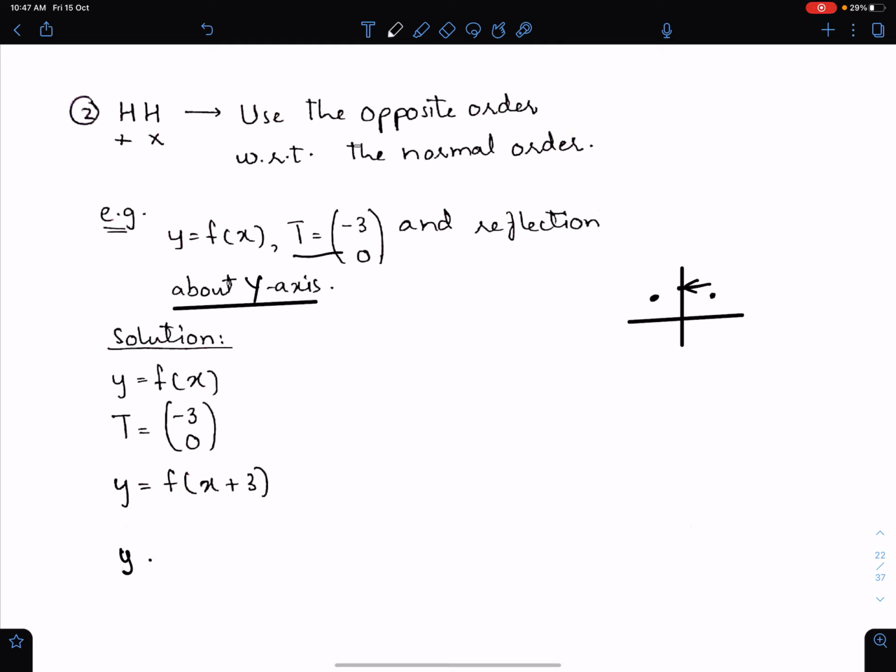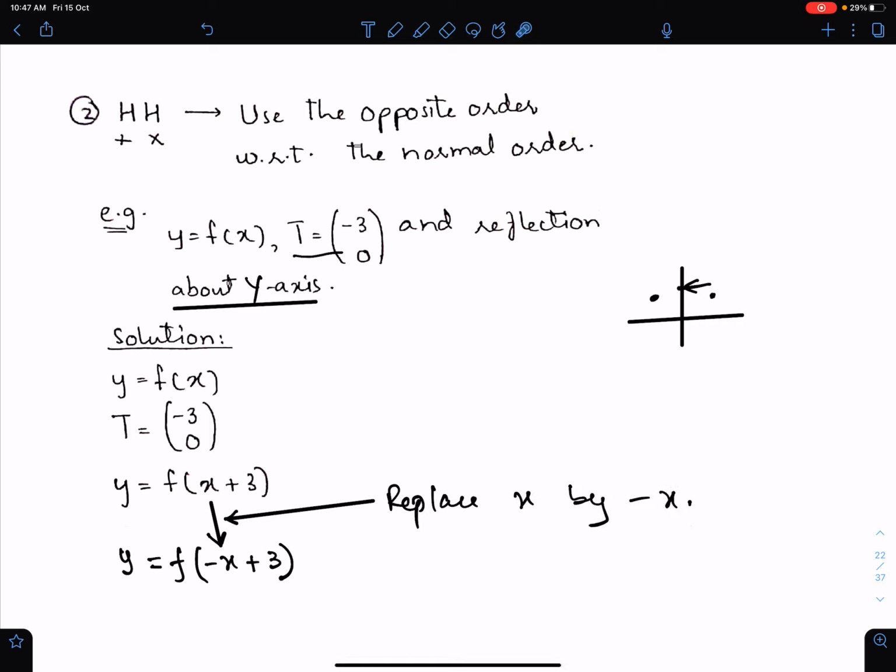For that, you need to replace x by minus x. This is the way we perform reflection about y-axis. We replace x by minus x. So this is the equation of the resulting graph.